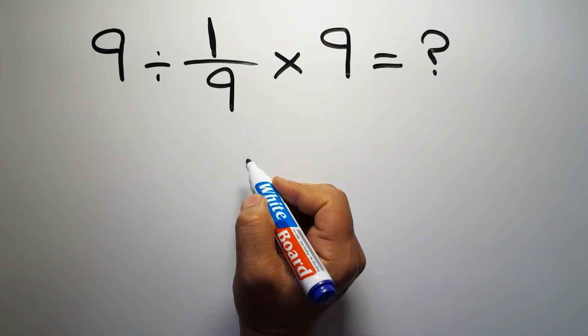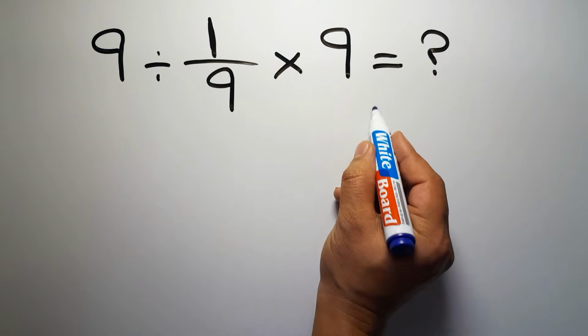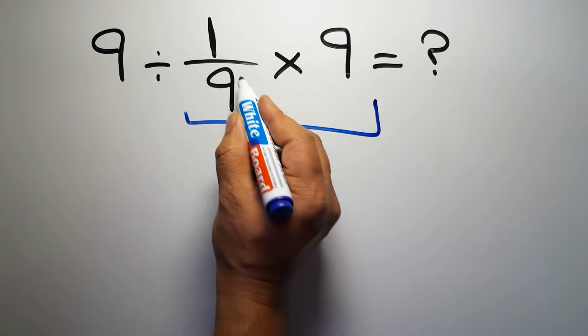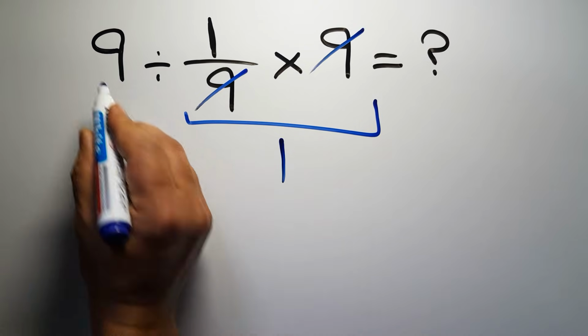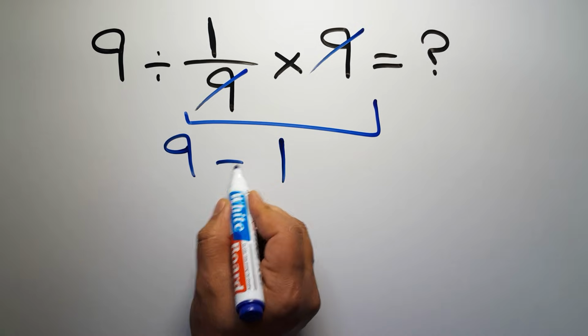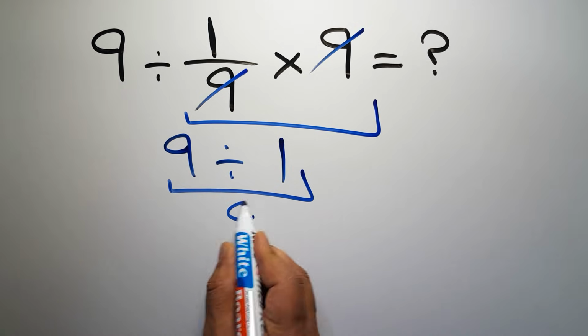First, we do this multiplication, 1 over 9 times 9. We can easily cancel this 9 and this 9. So here we have just 1. So 9 divided by 1 gives us 9.